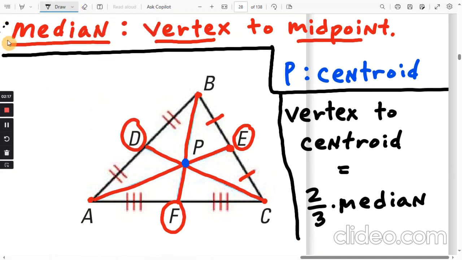All right, so what does that mean? If we go from the vertex to the centroid, that portion of the median is going to be 2/3 of the entire median. Okay, same with the other ones. Vertex to centroid is going to be 2/3 of the median.